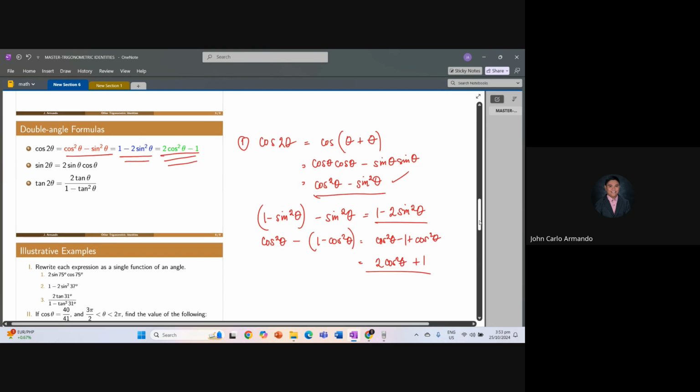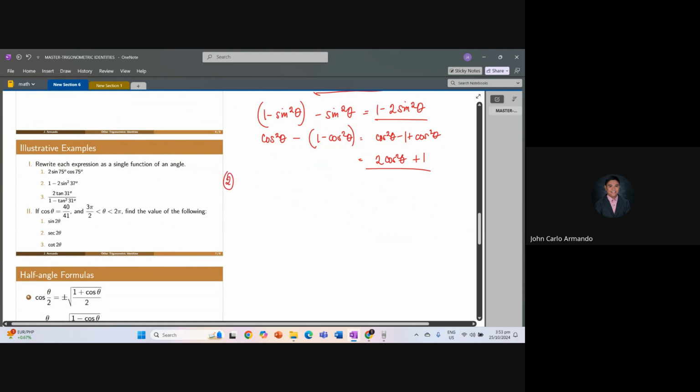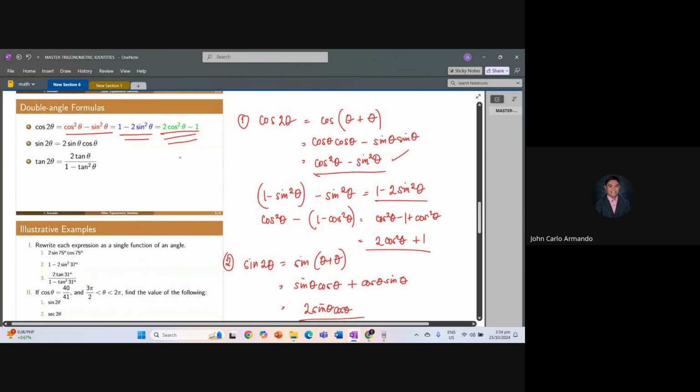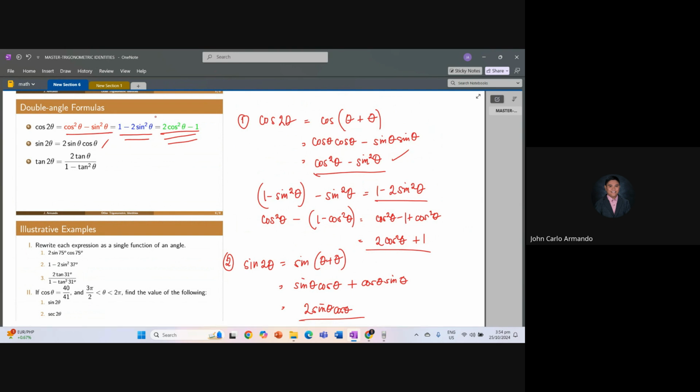Okay, how about the second double angle identity? The sine 2 theta. And that is the same as sine theta plus theta. And that is equal to, using the addition formula, sine theta cos theta plus cos theta sine theta. And as you can see, sine theta cos theta is the same as cos theta sine theta. We can just combine, giving us 2 sine theta cos theta. And that is the second identity. This one. Sine 2 theta equals 2 sine theta cos theta.